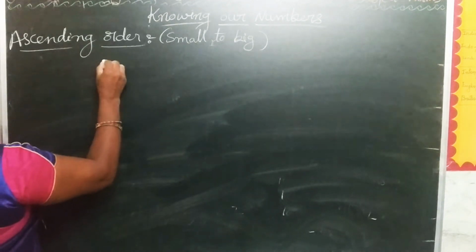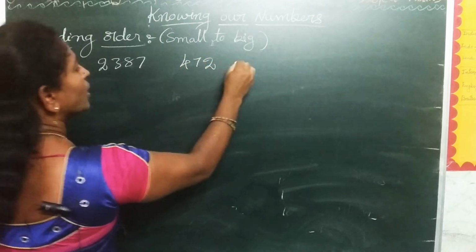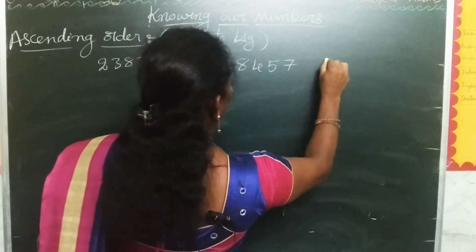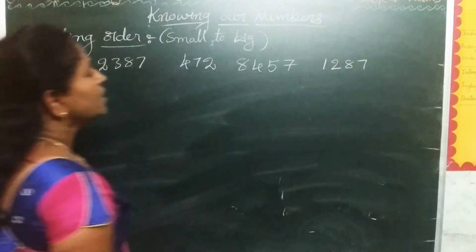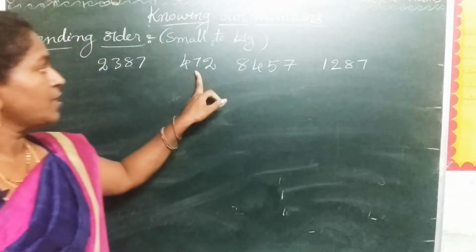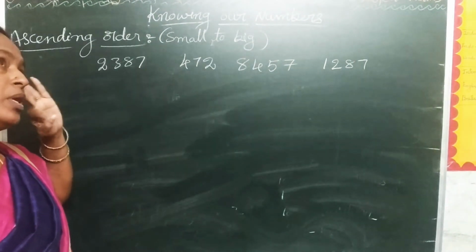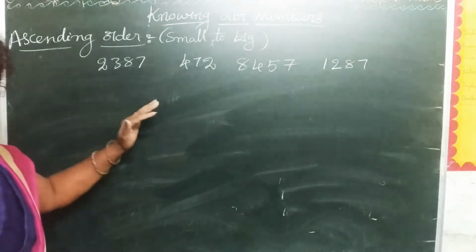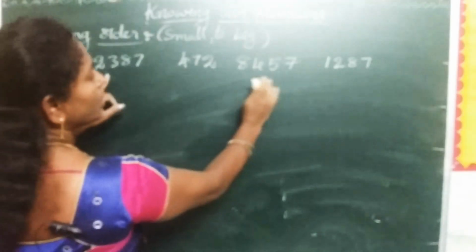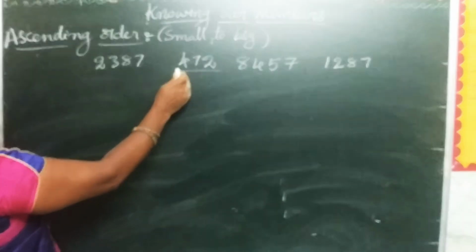So let us write the numbers 2387, 4728, 457 and 1287. See, observe in this group each number has 4 digits, 4 digits, 4 digits and 3 digits. Okay, so in comparison of numbers, we have to remember 3 points. What are they? Fewer digits means the smallest number. Here 3 numbers have 4 digits, and here it is 3 digits. So obviously fewer digits is smaller, you know.